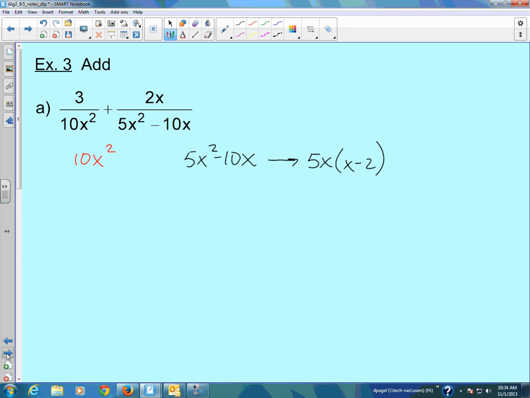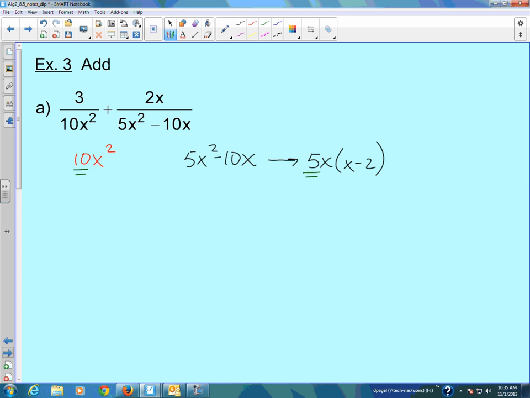Now I'm looking for, well, what do they have in common? They really don't have anything in common. One of them has a 10, one of them has a 5, one of them has an x squared, one of them has an x, one has an x minus 2, and the other one does not. So here, I'm going to go ahead and do the approach of let's make them look the same. If I kind of separate them, like if I compare maybe just the coefficient parts, the 10 and the 5. Well, if I looked at the least common multiple of a 10 and a 5, I would be at a 10.